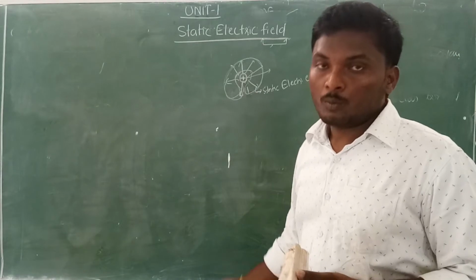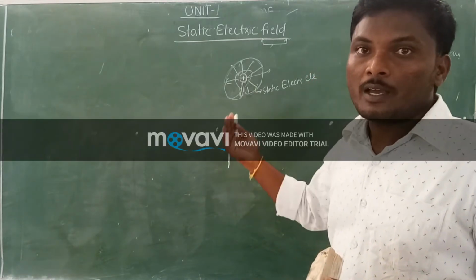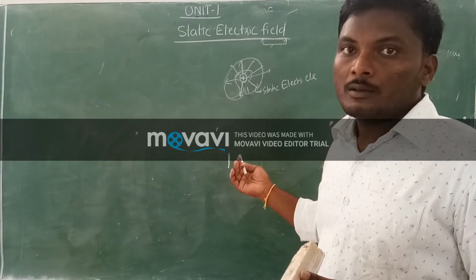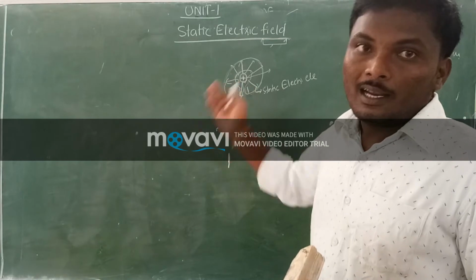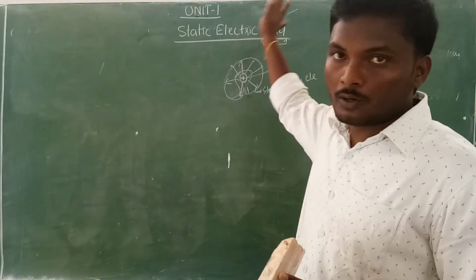Suppose this charge is moving with respect to time. Such a charge is called a moving charge. Moving charge produces what? Magnetic field. And if that moving charge is causing a magnetic field due to the electrical charges, such a field is called an electromagnetic field. That is our course.